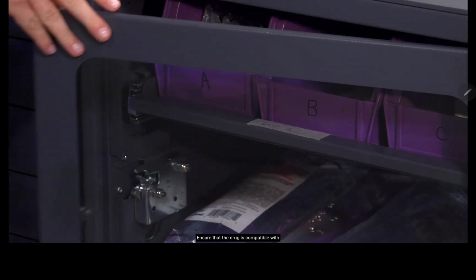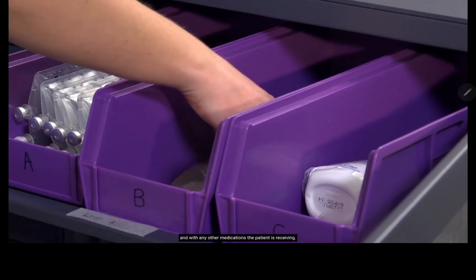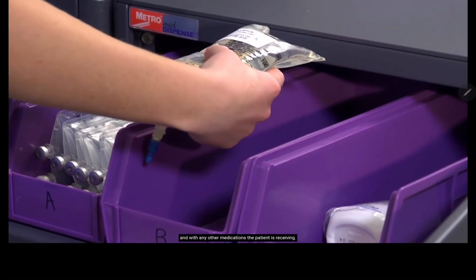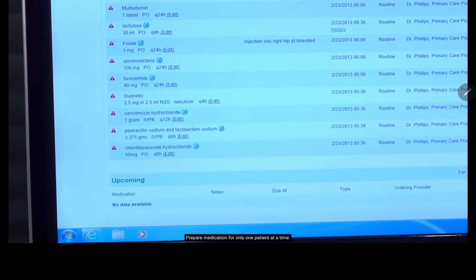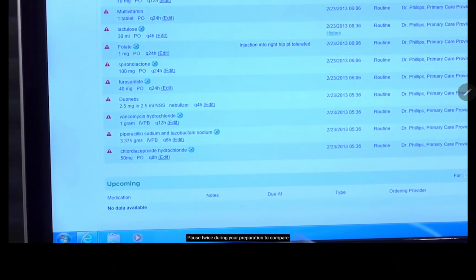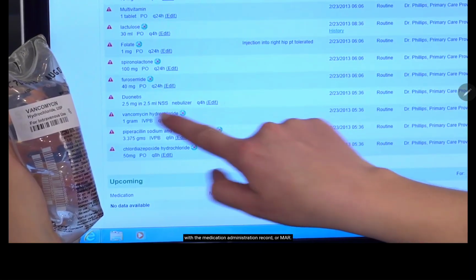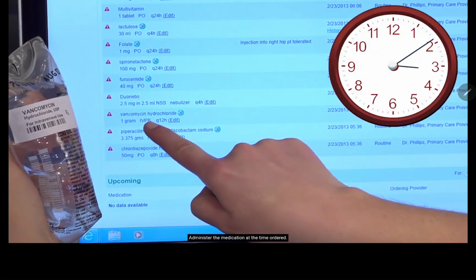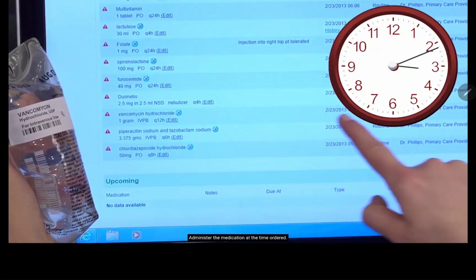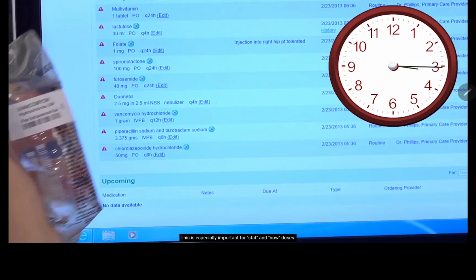Ensure the drug is compatible with the primary running IV solution and with any other medications the patient is receiving. Prepare medication for only 1 patient at a time. Pause twice during your preparation to compare the medication label carefully with the Medication Administration Record, or MAR. Administer the medication at the time ordered. This is especially important for stat and now doses.